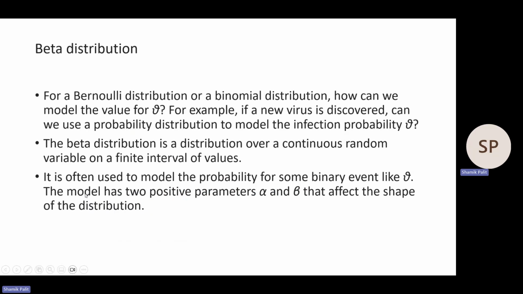There is another distribution approach we make use of when, instead of a discrete variable, you are using a continuous random variable on a finite interval. That is known as the beta distribution approach. So these are all the different types of distribution approaches we have seen.